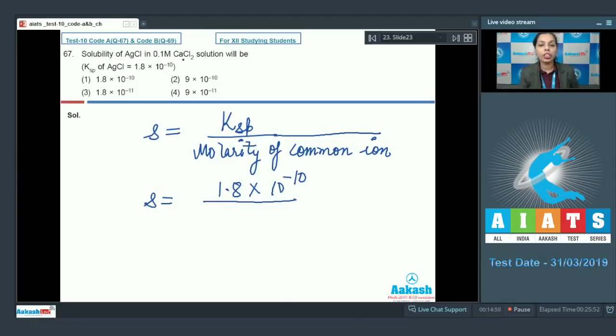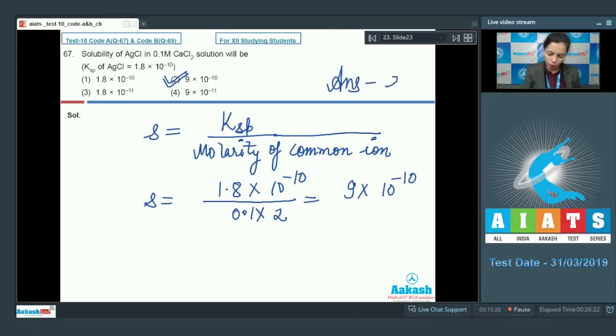If the molarity of calcium chloride is 0.1, then definitely the molarity of chloride ion in this case would become 0.1 into 2 because 2 chloride ions are there. So it would be 0.1 into 2. Now this can be written as 9 into 10 raised to the power minus 10. And yes, it is the correct answer. That's given here in option 2.